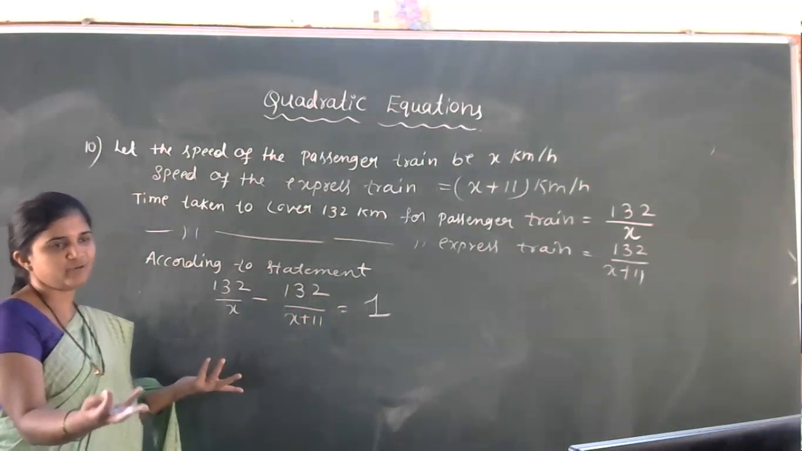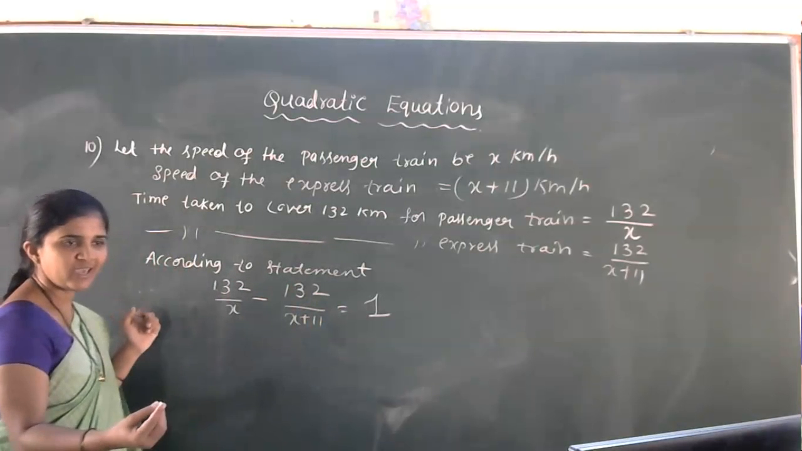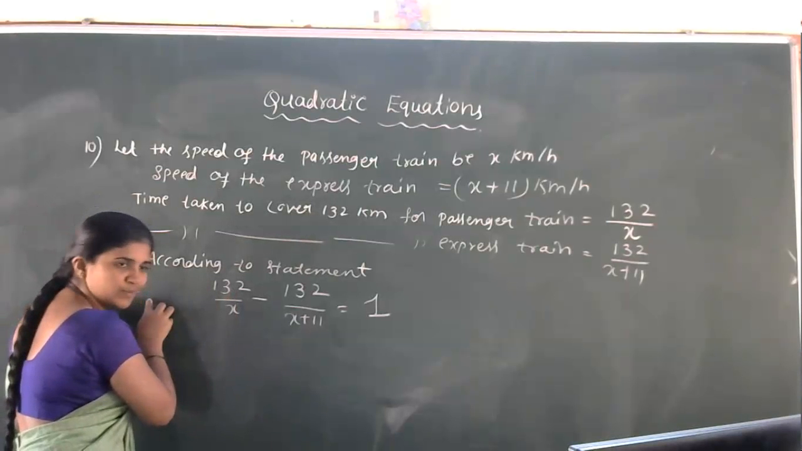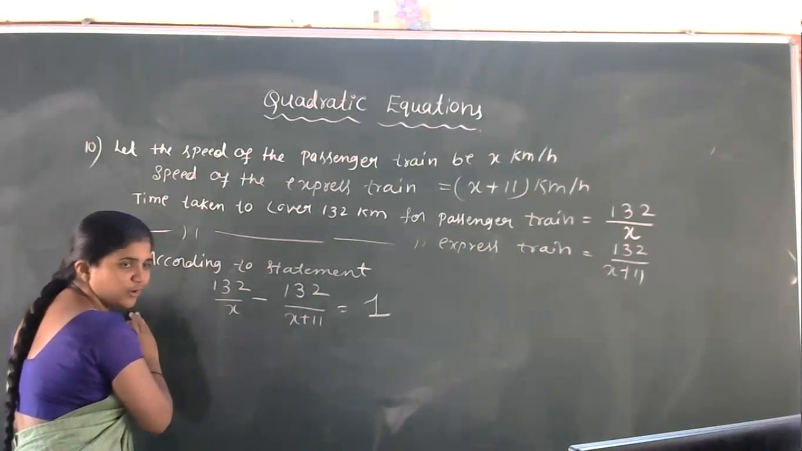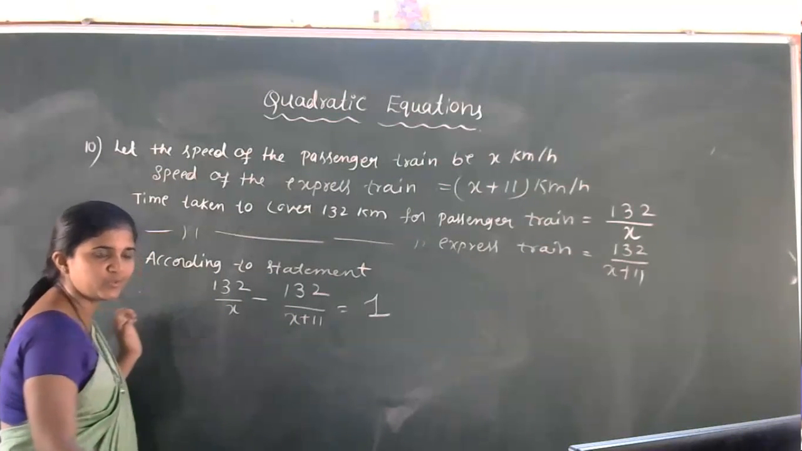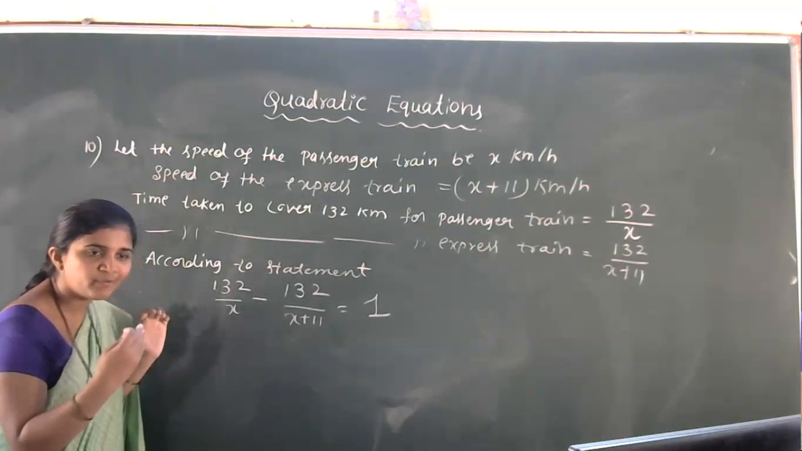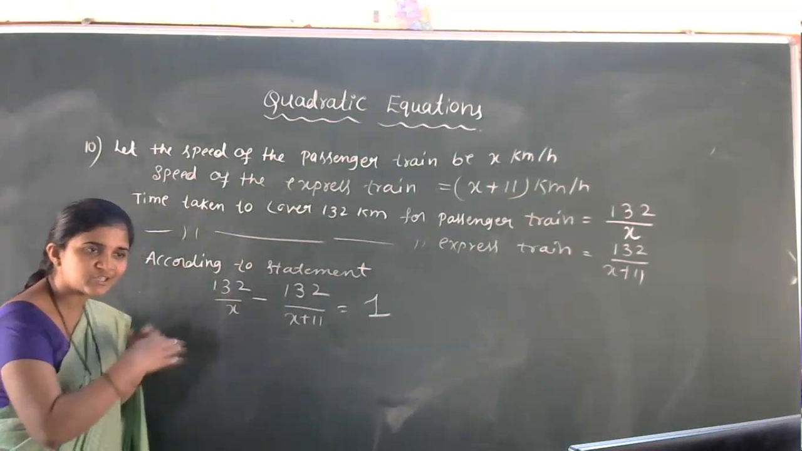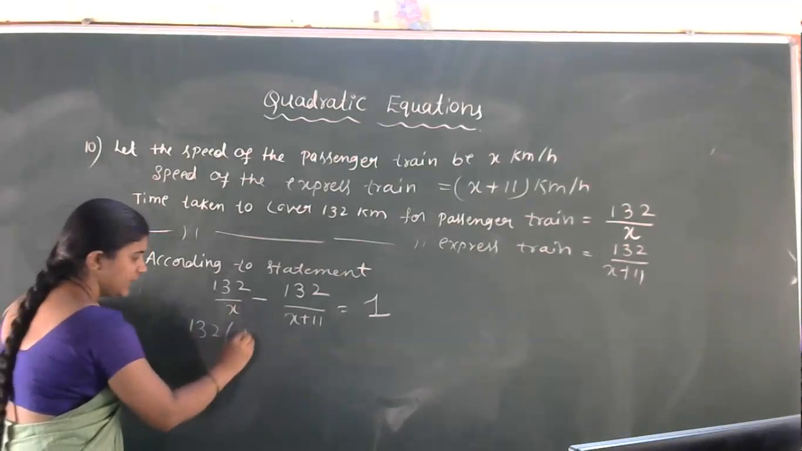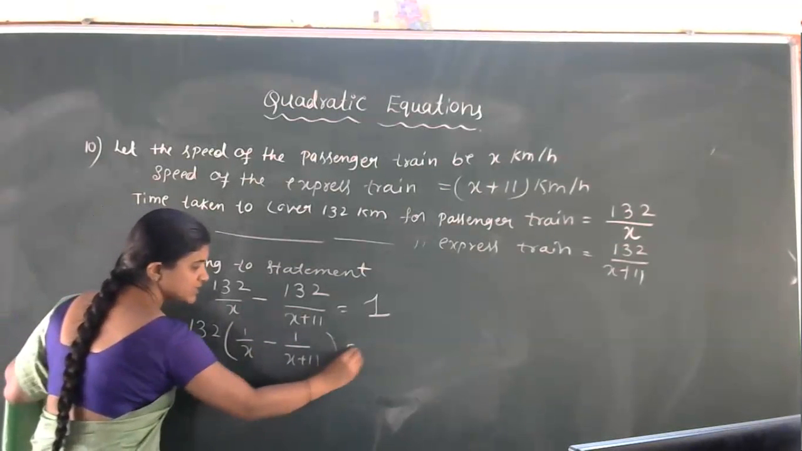Now which step do you have to follow? LCM method. So you have to take the LCM. You can take 132 as a common factor. You can keep 132 outside in both and do the problem, or you can continue with 132 only. Which method will we follow? Can we take 132 as a common factor? After all simplification, we'll multiply that 132. Now we are taking 132 as a common factor. Now here 1 by x is remaining, here 1 by x plus 11 is remaining, which is equal to 1.